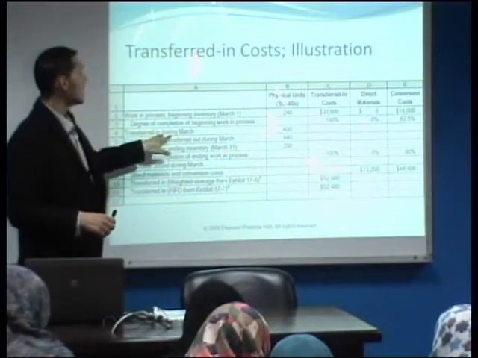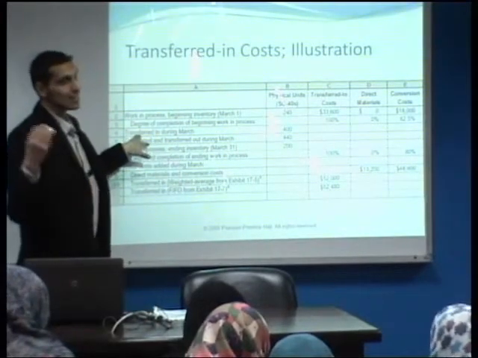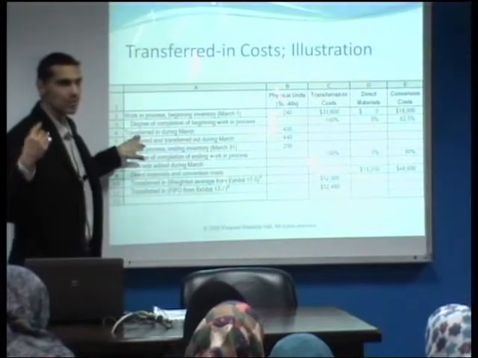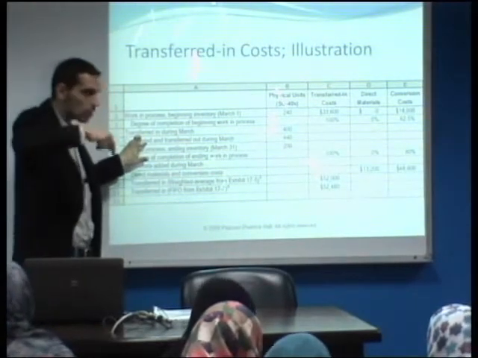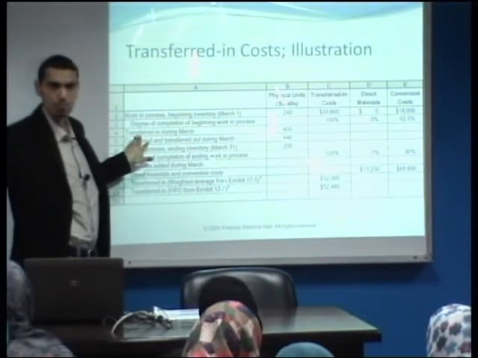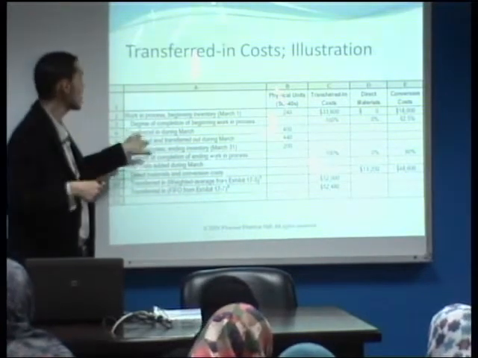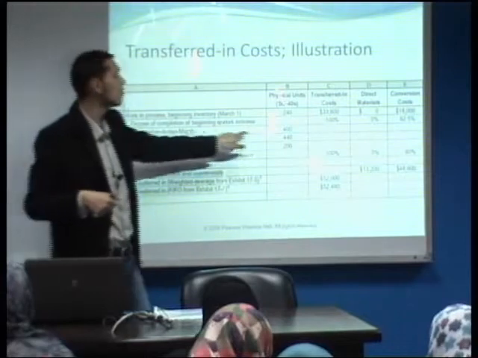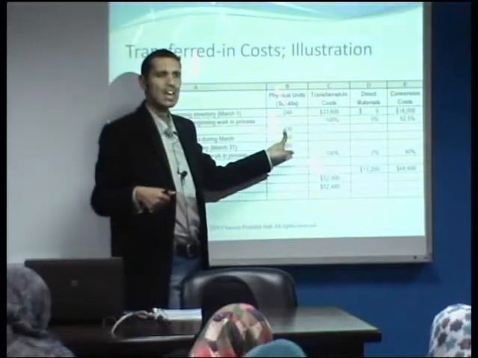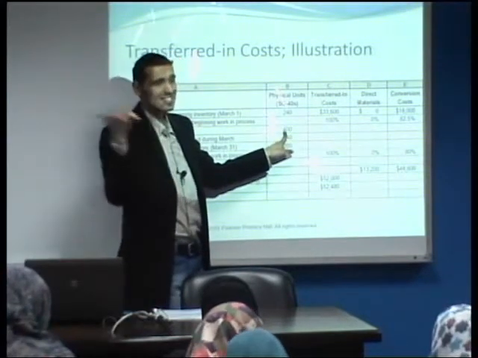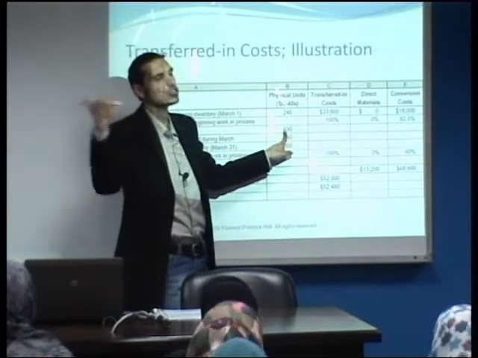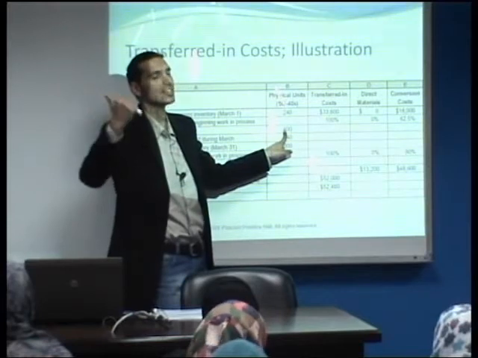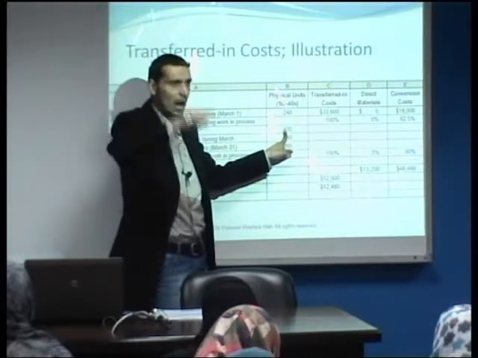Now, transferred in, it is not started as we saw in assembly. We cannot call these units started, because they were not started in the testing department, but they are transferred from the assembly department. Therefore, transferred in during March, 400 units. If you remember, in the assembly department, we completed and transferred out the same amount of units in March.